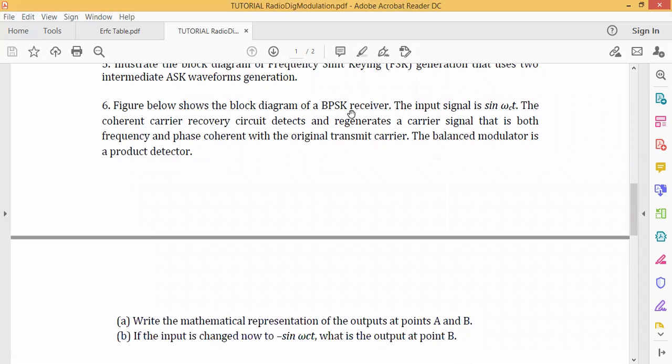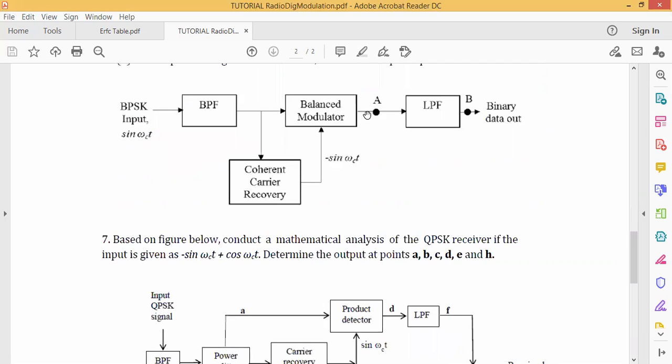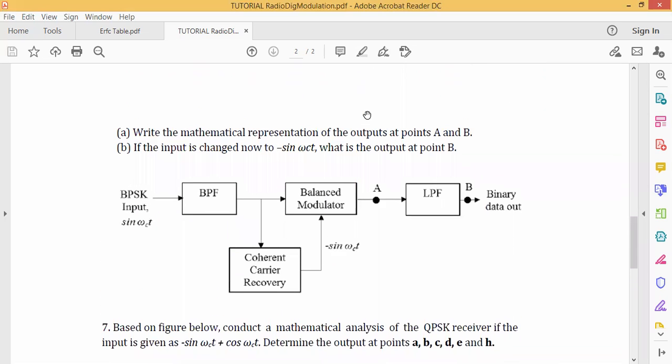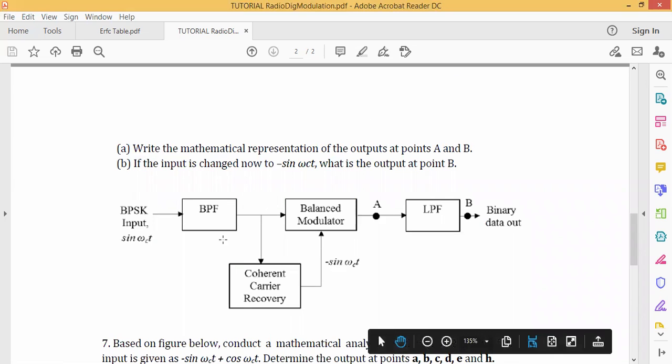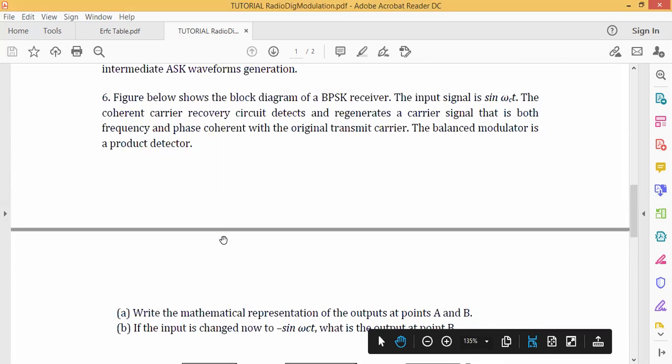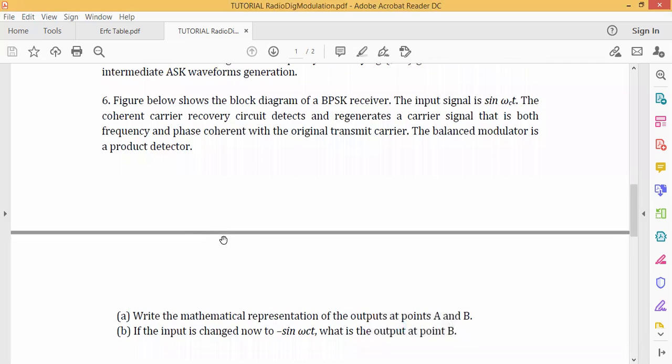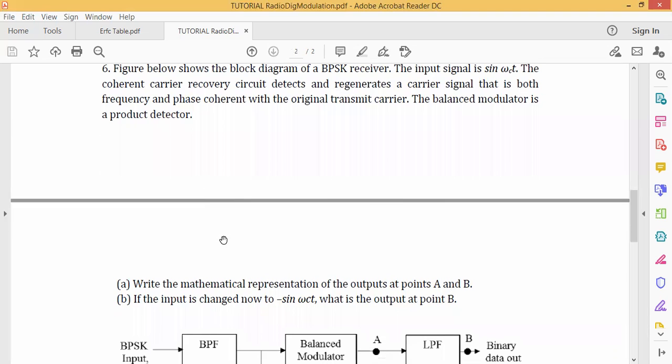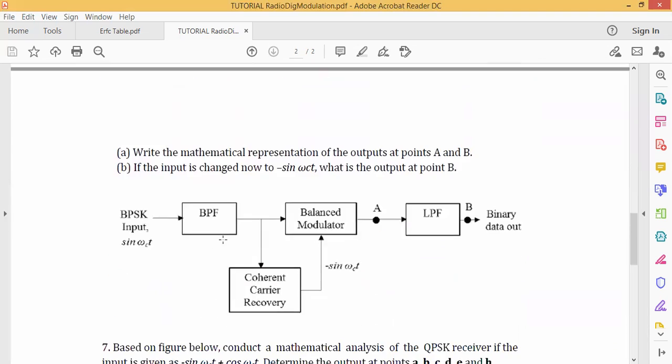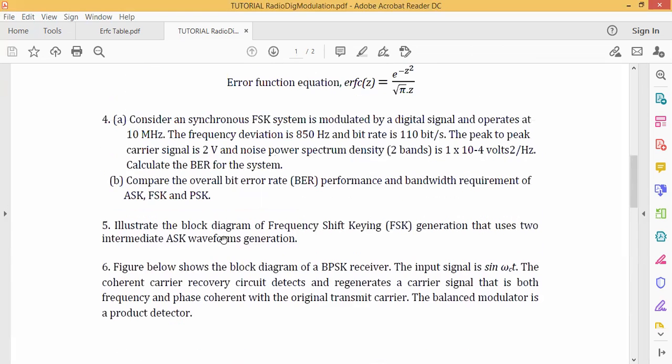And then another one, the block diagram of a BPSK receiver. Input signal is sine omega ct. The coherent carrier recovery frequency detects and generates. That's the figure below. So this is your block diagram of PSK. Instead of cosine, our input here is in sine. Write the mathematical representation of the outputs at point A and point B.